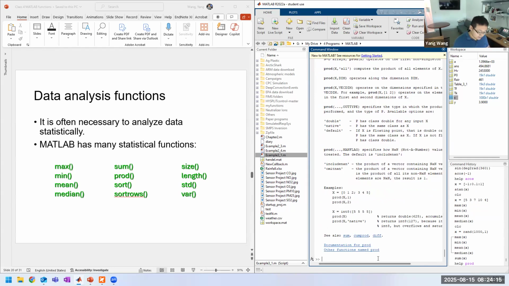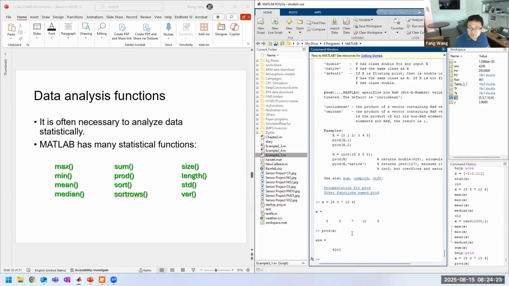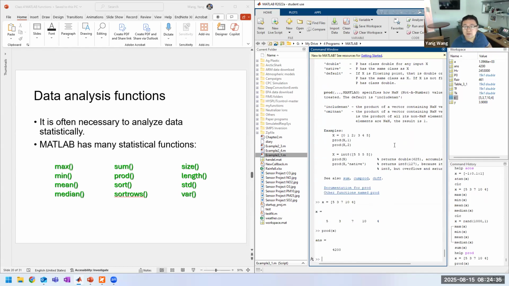Let's try the example that we had earlier, x using the simple array, right? So let's see what we get from this x. The product, or prod, is basically the product of all of these elements. But now, as this help section mentioned, if you have a matrix, things may be different, right?